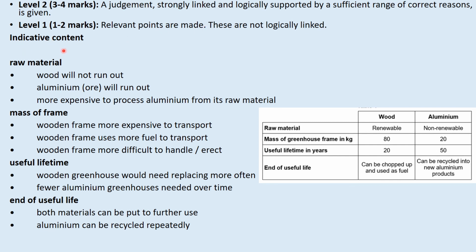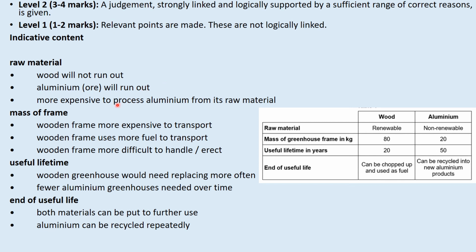So indicative content means the kind of stuff that you could chat about. So these are the things that you could talk about. However, if you just literally talk about these things, you will be capped at 2 out of 4 in this case because you have not made a judgment. So it's very, very important that you do that. So this is what I mean. You can't just say wood's renewable. You need to say what it means. It's not going to run out. Or, of course, you could quote the opposite. You wouldn't get a mark for both of those, by the way. It's one or the other.